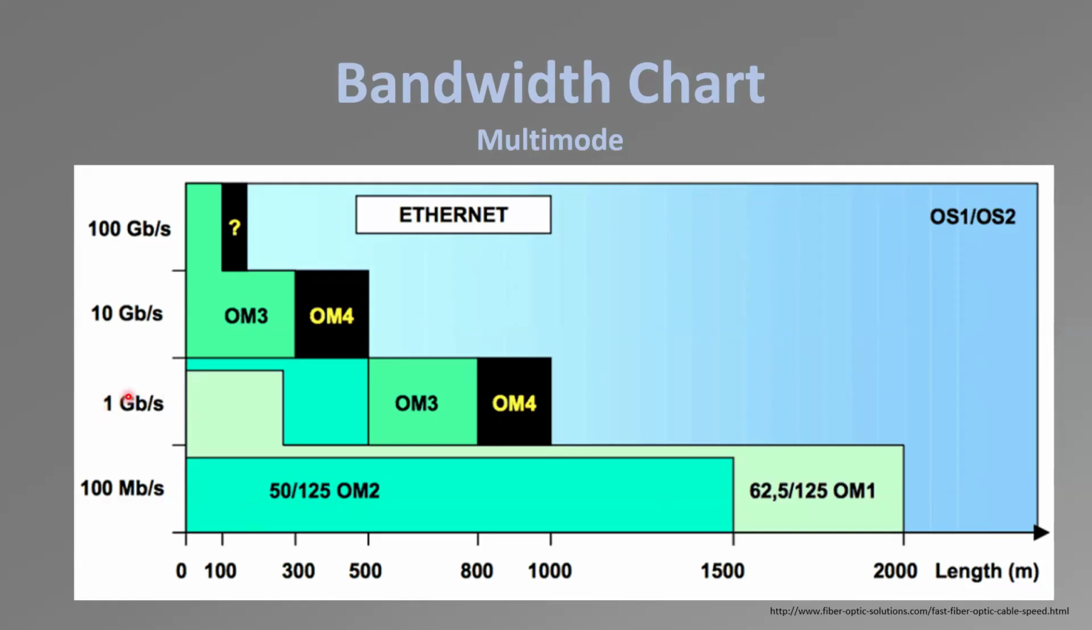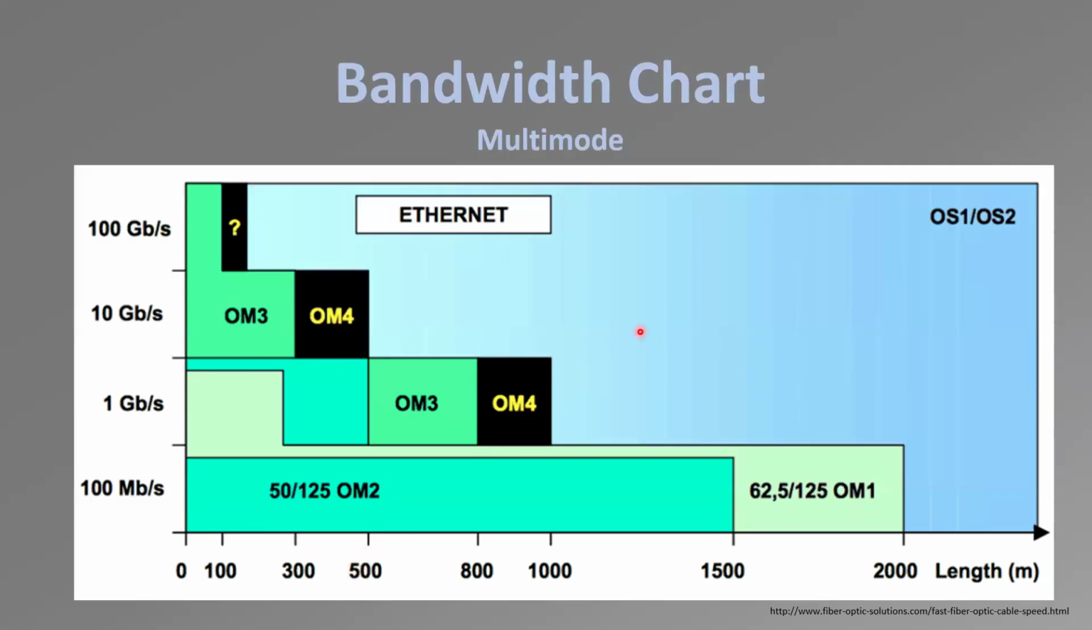Now, we're going quickly into 1 gigabit per second. And that is going to give you OM1 with 62.5 microns. 1 gigabit, OM3 and OM4 up to 1 kilometer. It's going to give you OM3, 800 meters. OM4 is going to give you 1 gigabit per second up to 1 kilometer. 10 gigabits per second, OM3 and OM4 only up to 500 meters, half a kilometer, and so on.